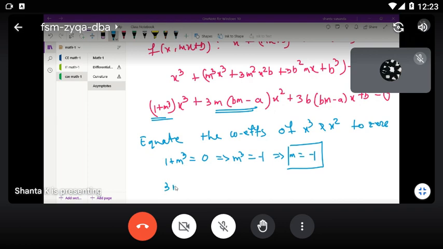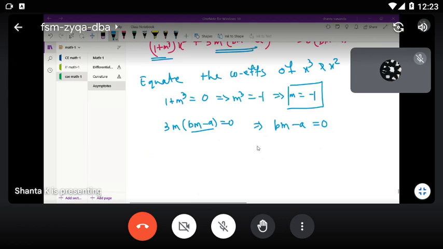Then we will look at this one, 3m into bm minus a equals to 0. So we already have the m value. So we will consider only this part, since m is non-zero. So we are left with this option only, bm minus a equals to 0. If you put the m value as minus 1, this is minus b minus a equals to 0, and we are getting b equals to minus a. So we have the value b equals to minus a. Okay, so if you substitute, for m equals to minus 1, this is the b value.